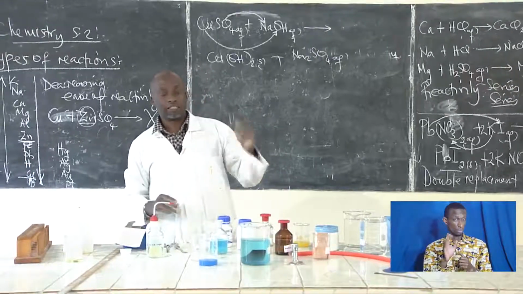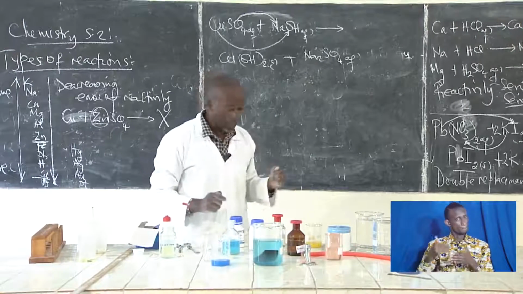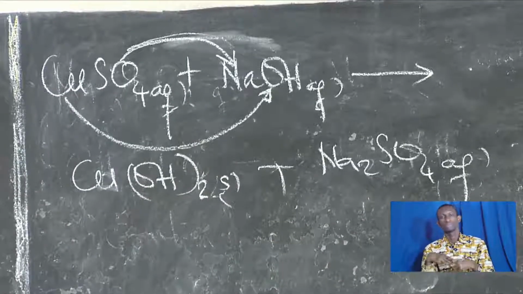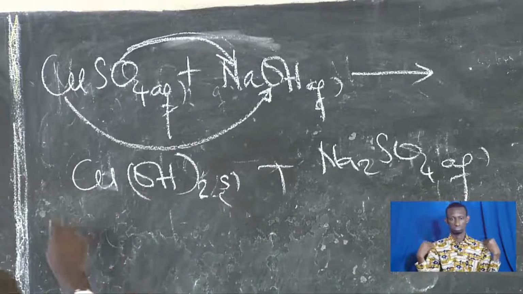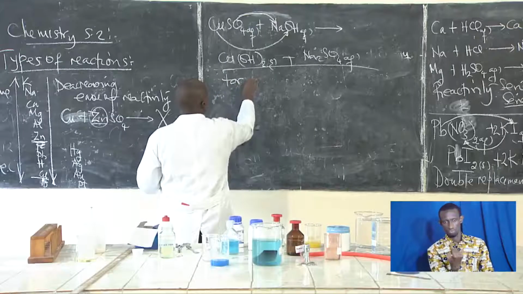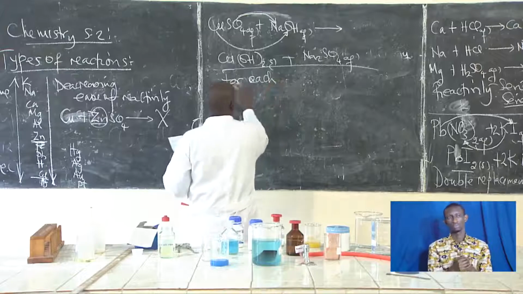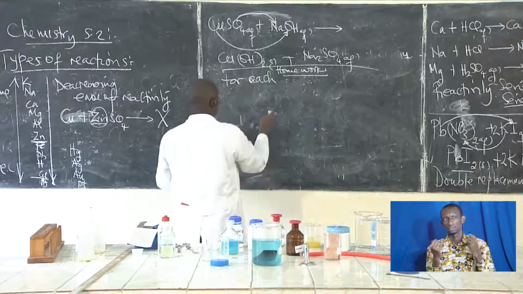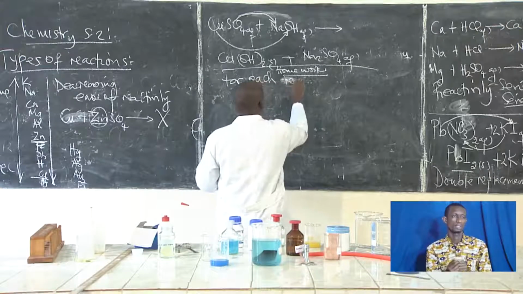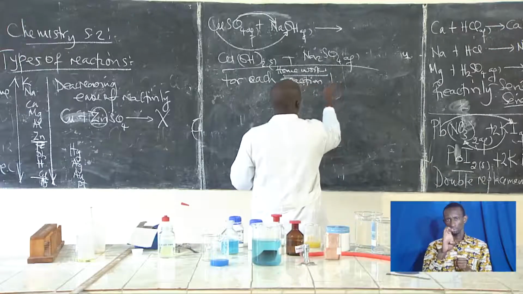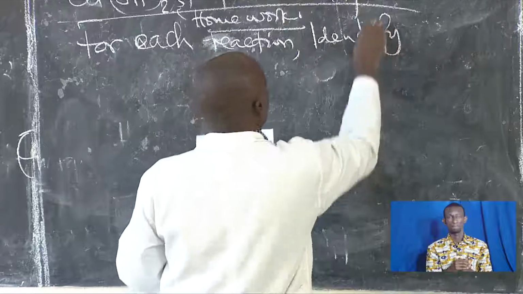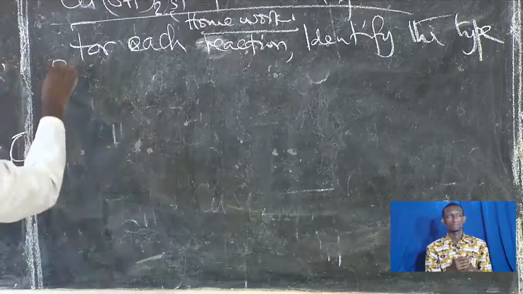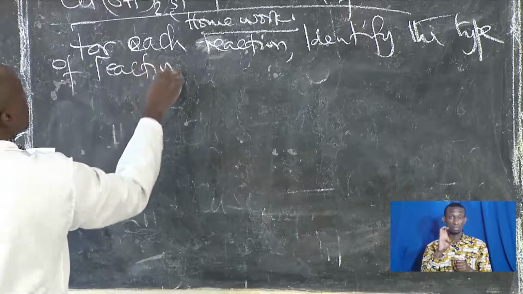So with that, before we wind up anyway, let's have an example of some reactions. Then you'll be able to tell. Just an exercise that will be homework for each. So please take note of this. This is homework. Just try to identify, for each reaction, the type of reaction taking place.